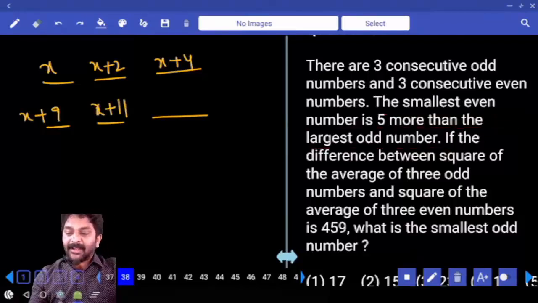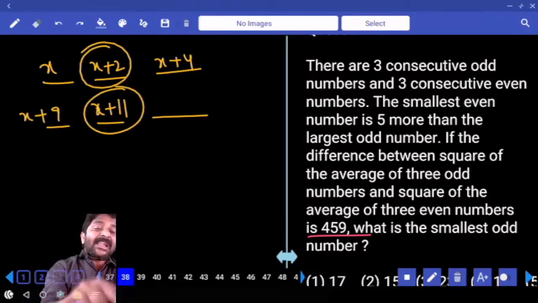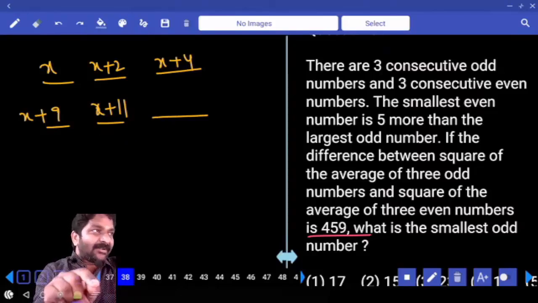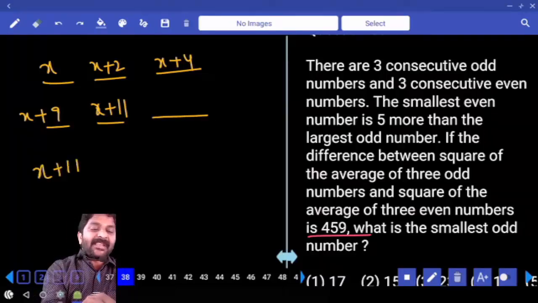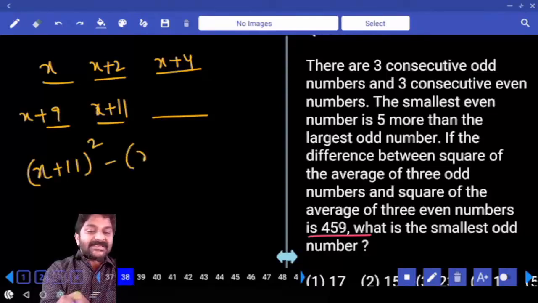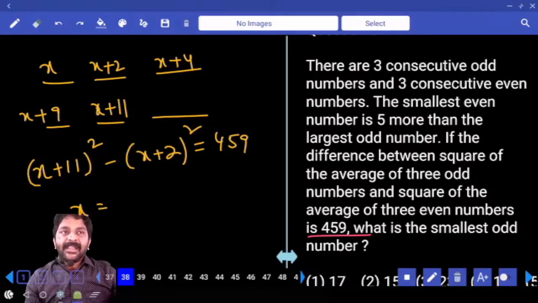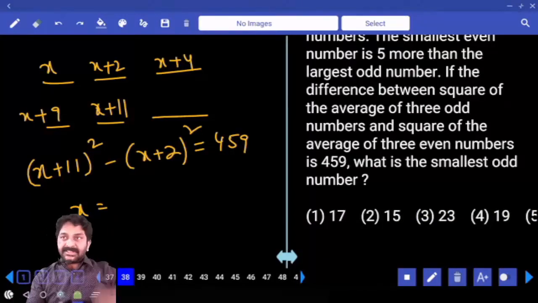Right. According to the data 459 is the square difference between average of odd numbers and average of even numbers. As these are consecutive even numbers and consecutive odd numbers, middle number itself is the average. So X plus 11 whole square minus X plus 2 whole square is equal to 459. And after solving this, we need to get X value. Correct? I don't generally solve the equation, but I'll verify the last digit.